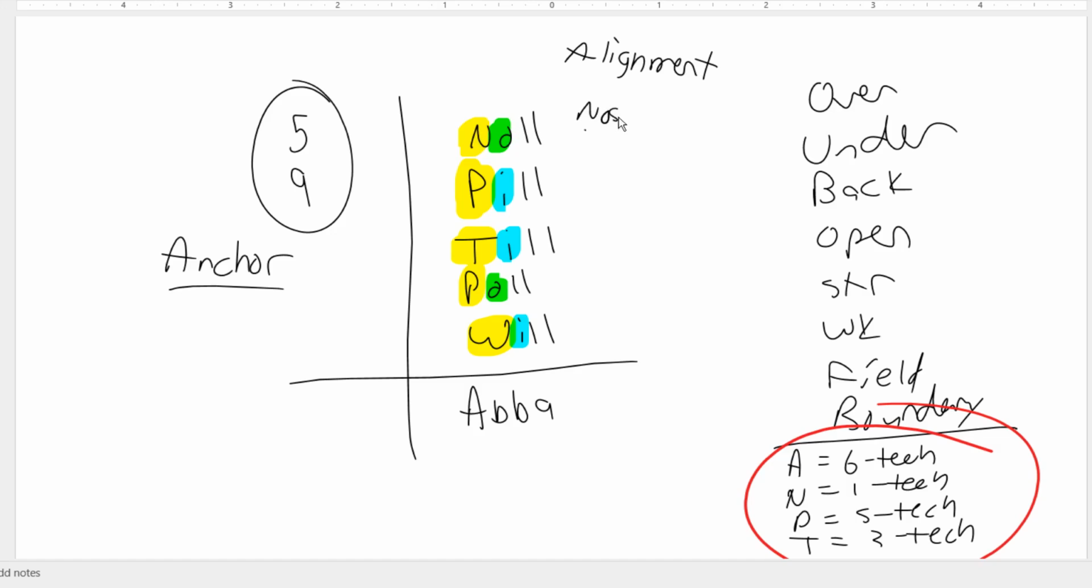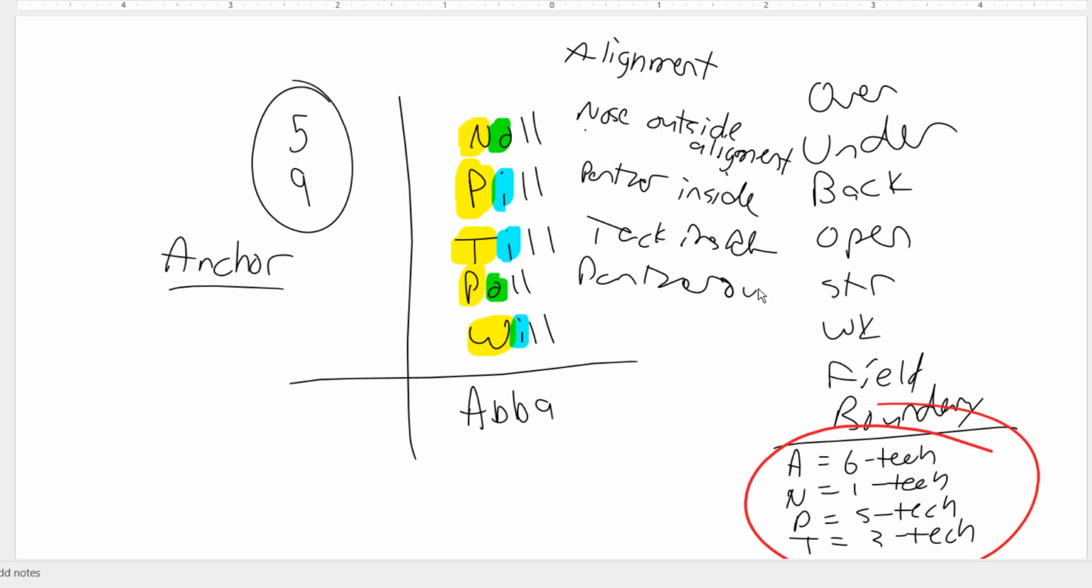Null is nose, outside alignment. Pill is panther, inside alignment. Till is tackle, inside alignment. Pole is panther, outside alignment, right? Tackle, inside alignment. Panther, outside. Yeah, you can't read this. My handwriting's not legible here, but you get the idea.